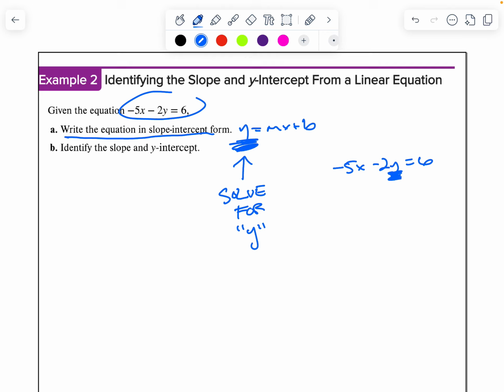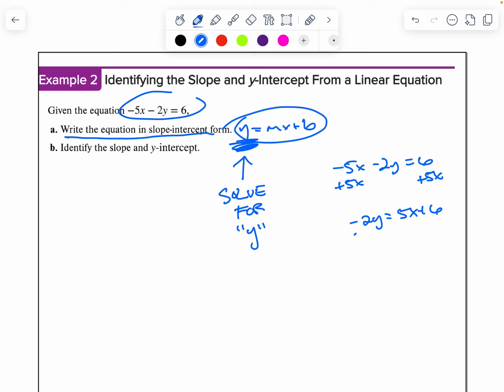The first thing I'm going to do, I'm not going to move the y because I'm trying to solve for it. I'm going to add the 5x. The 5x and the 6 are not enough alike to combine, so I'm just going to call that 5x plus 6. You may intuitively want to write 6 plus 5x, but I'm thinking ahead. Since I want it to be y equals mx plus b, I'm going to have the x thing first.